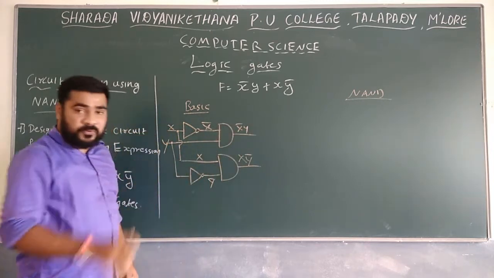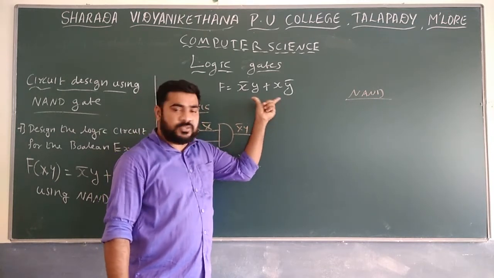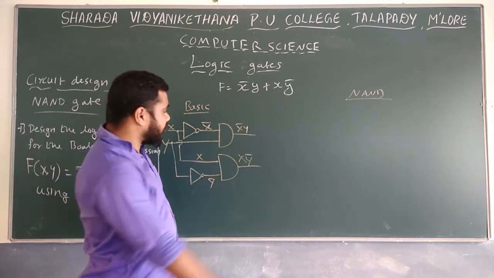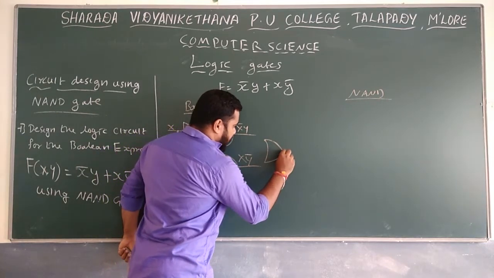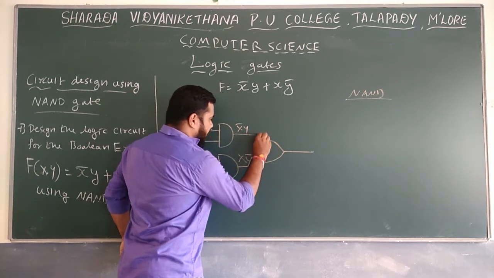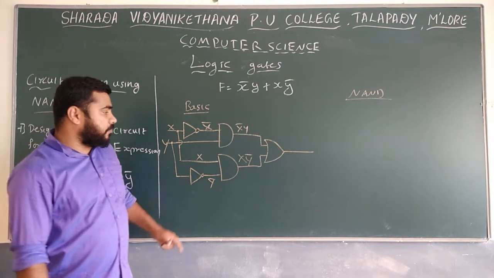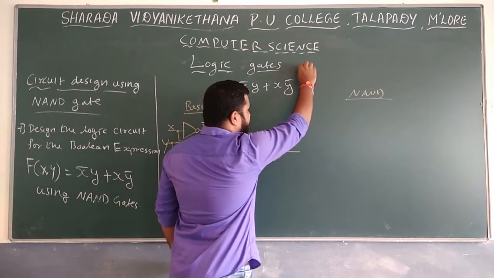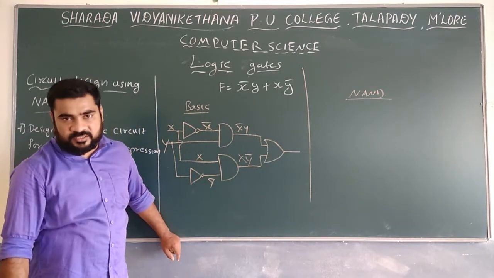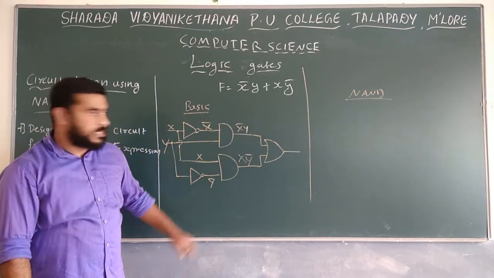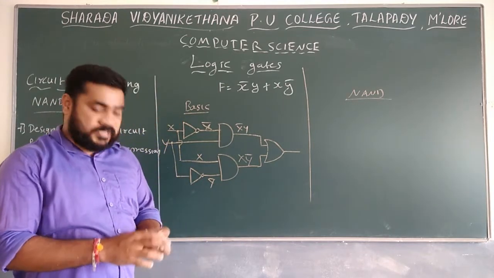After you get the output like this, then you have to add these two together. Adding means you have to use an OR operation. So by using the OR operation, I can combine them. So this is the circuit diagram using only the basic gates. Only using the basic gates, the circuit diagram is finished. This is the first thing: you have to finish the circuit diagram only using the basic gates.